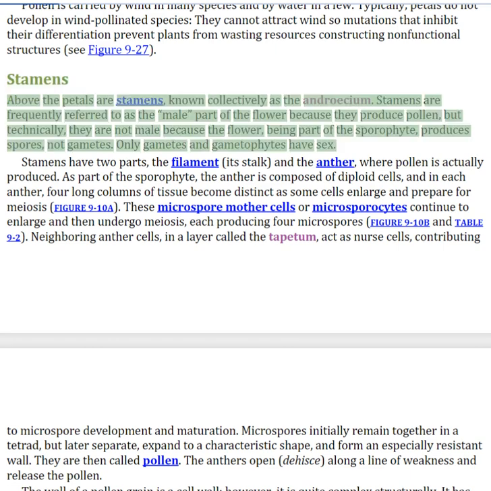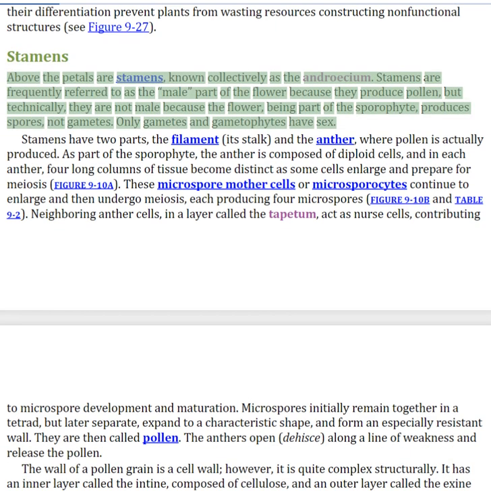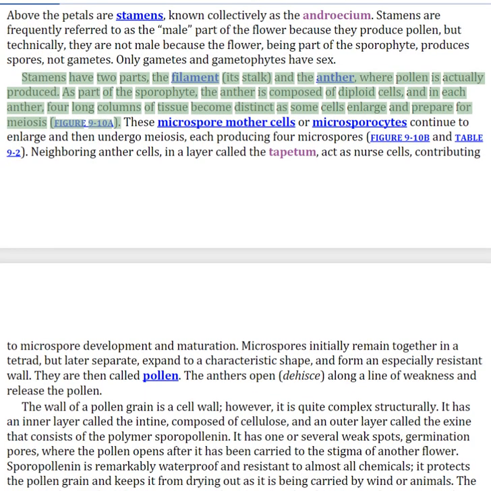Stamens. Above the petals are stamens, known collectively as the androecium. Stamens are frequently referred to as the male part of the flower because they produce pollen, but technically, they are not male because the flower, being part of the sporophyte, produces spores, not gametes. Only gametes and gametophytes have sex. Stamens have two parts, the filament and the anther, where pollen is actually produced.